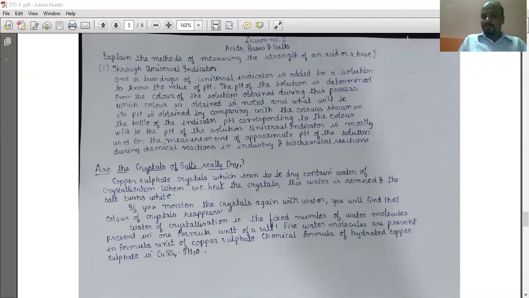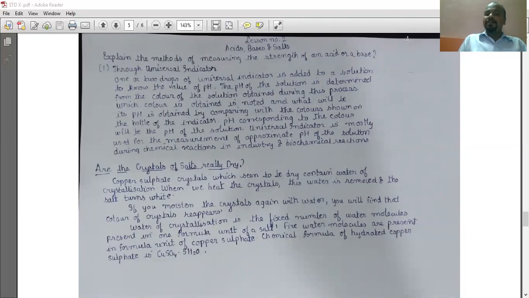biochemical reactions. One more time, see how with the help of universal indicator can we decide the strength of an acid or a base. One or two drops of universal indicator is added to a solution to know the value of pH. The pH of the solution is determined from the color of the solution obtained during this process.